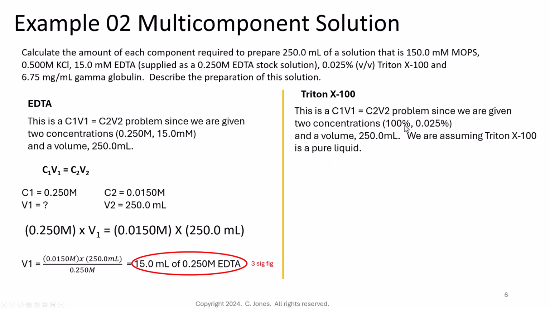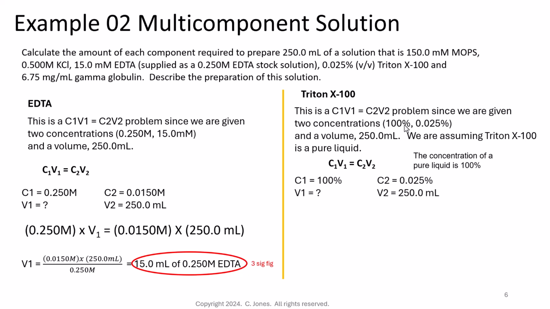then we assume that the concentration is 100%. And so we can turn this into a C1V1 equals C2V2 problem, right? Because the concentration of a pure liquid is 100%. All right, so C1 is 100%, C2 is 0.025%. We're trying to calculate the initial volume, that is the volume of pure Triton X100 that we need to deliver into a final volume of 250 mLs. And the final concentration is 0.025%. So we have all the variables.